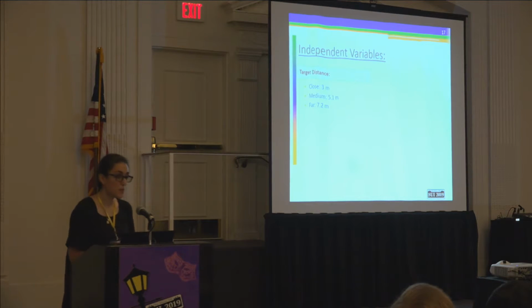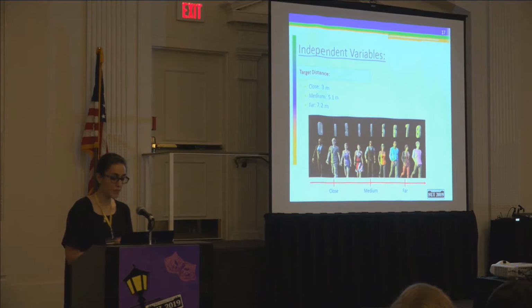Our last independent variable was target distance. For our experiment, the virtual humans that were supposed to be targets were only positioned at 3 different distances: close, medium, or far. They were randomly assigned to these positions to make sure there is no learning effect for our participants.